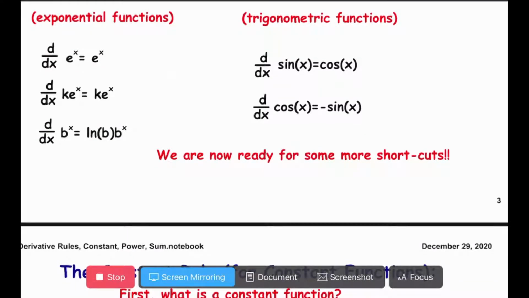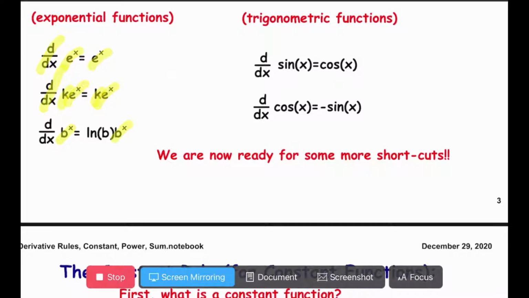We have worked with exponential functions. We have seen that the derivative of e to the power of x is itself, e to the x. We've seen that the derivative of some constant k times e to the x is equal to k times e to the x, so the constant doesn't change. And we've seen that for any other base, the derivative of any number b to the power of x, except when b equals e, well, actually, I guess it's still true, it just simplifies, is ln b times b to the power of x. So the same thing stays there.